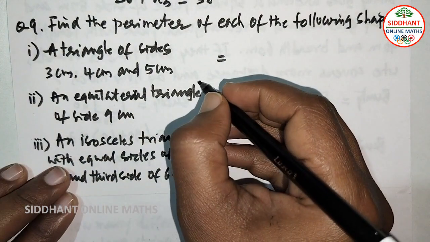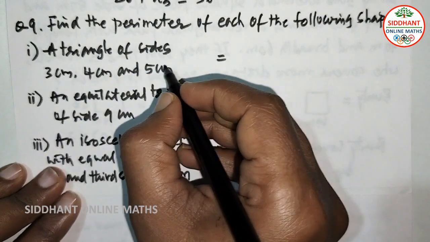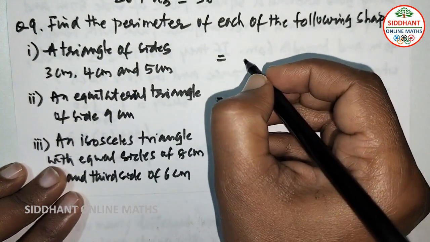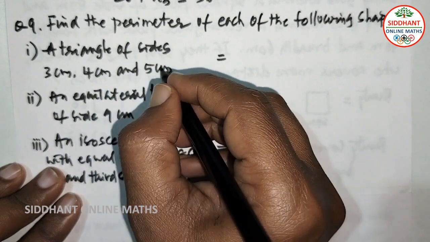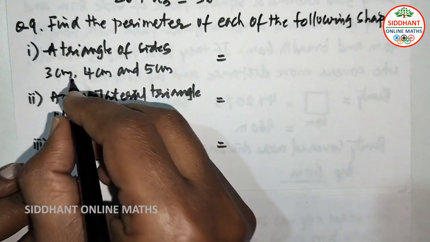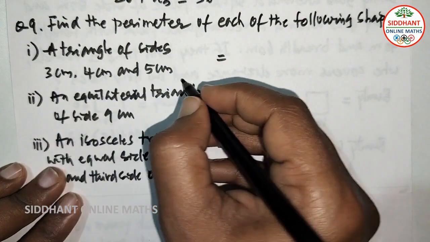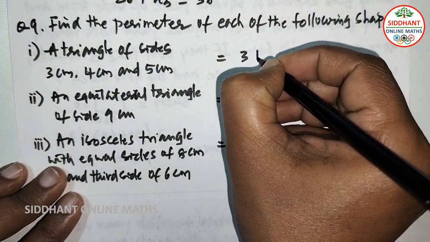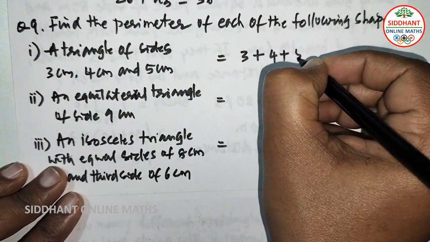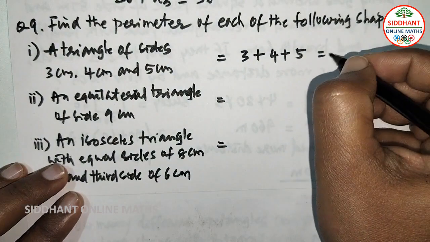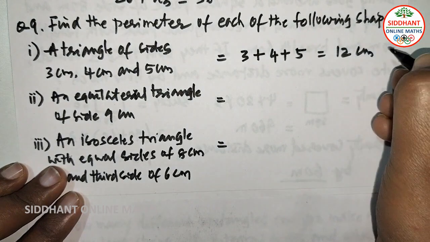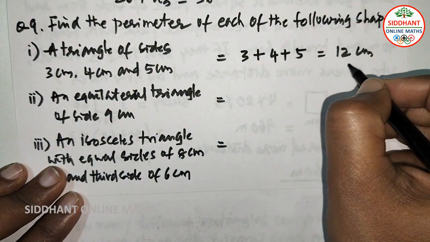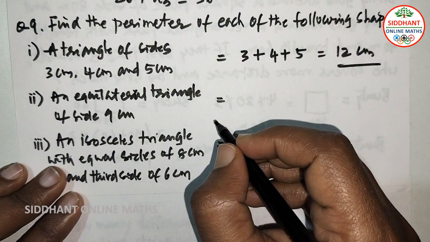The first one, the sides of a triangle. We know the sides of a triangle, and when you add them, you get the perimeter. The given data is 3, 4, 5 centimeters, that means 3 plus 4 plus 5, you get 12 centimeters. So this is the perimeter of the triangle.